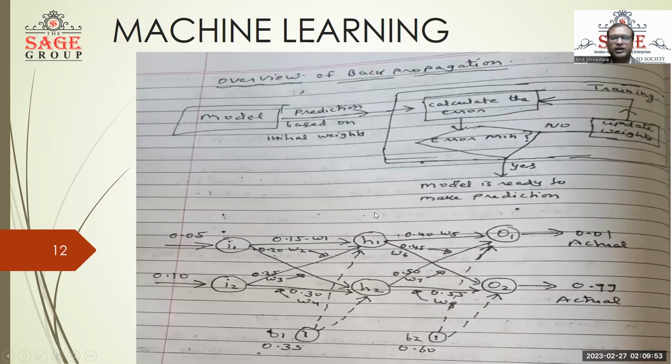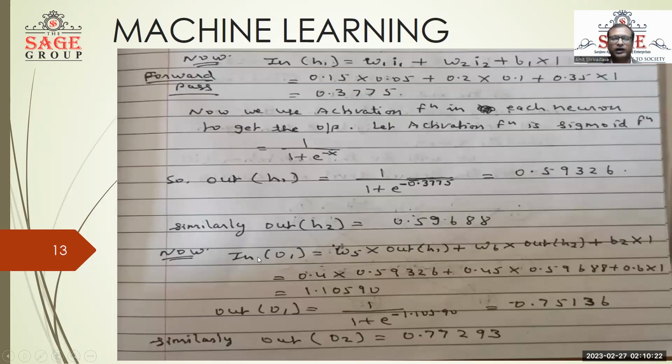Now, once we have calculated the output of H1 and the output of H2, we can calculate the total input we are getting at O1. And similarly, we can calculate the total input at O2. How can it be calculated? The output of H1 multiplied by W5, plus the output of H2 multiplied by W6, that is 0.45, plus this bias B2, gives me the total input at O1. Okay. So this is how I calculate the total input at O1. In O1 it is W5 into out H1 plus W6 into out H2 plus B2 into 1. So putting in the values, this is the total input which I have received.